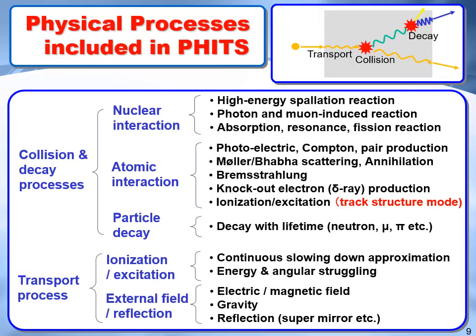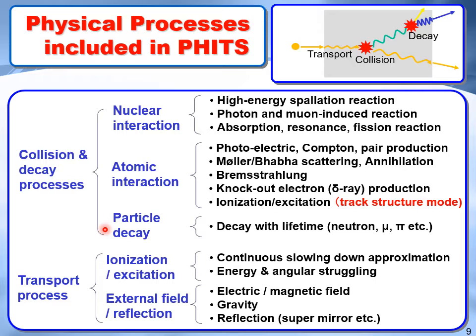Physical processes included in PHITS can be divided into two categories. One is collision and decay processes occurring at a certain point, and the other is transport process between these events. The former can be further divided into three subcategories, which are nuclear interaction, atomic interaction, and particle decay.